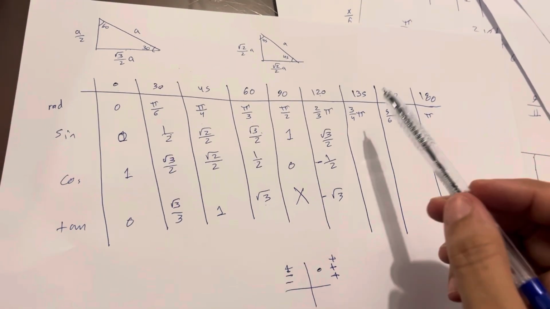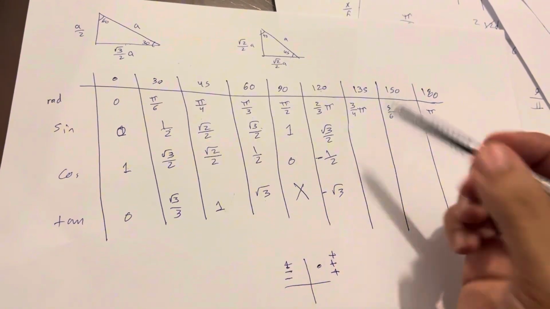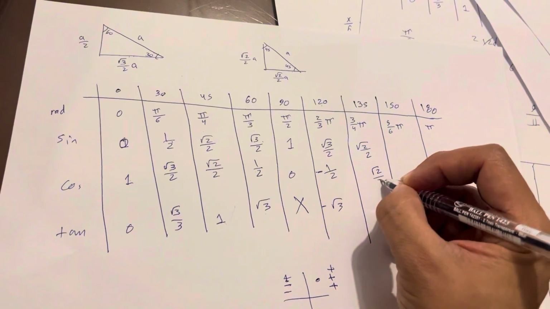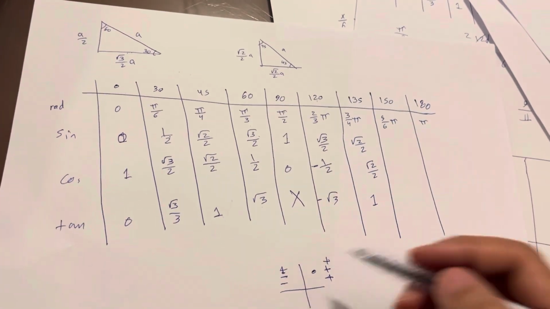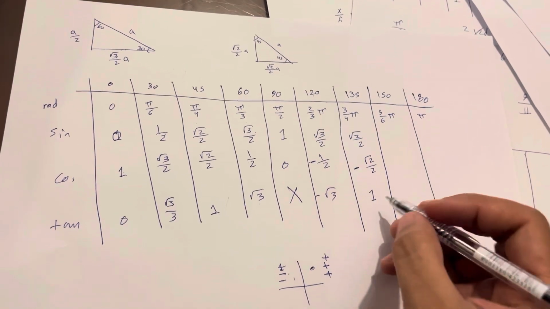The same thing, 135 is supplementary to 45. So the same answers will come. Radical 2 over 2, radical 2 over 2, and 1. But here also, you're in the second quarter, so your cosine will be negative and your tangent is negative.